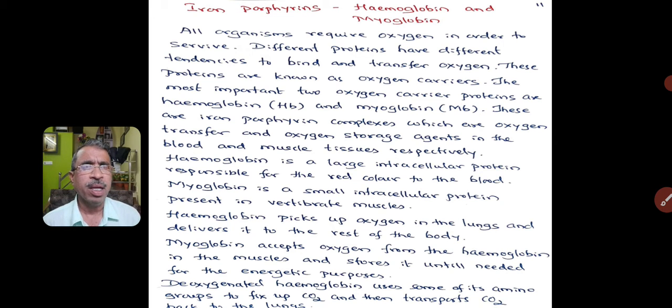Deoxygenated hemoglobin uses some of its amino groups to fix carbon dioxide and then transports carbon dioxide back to the lungs.